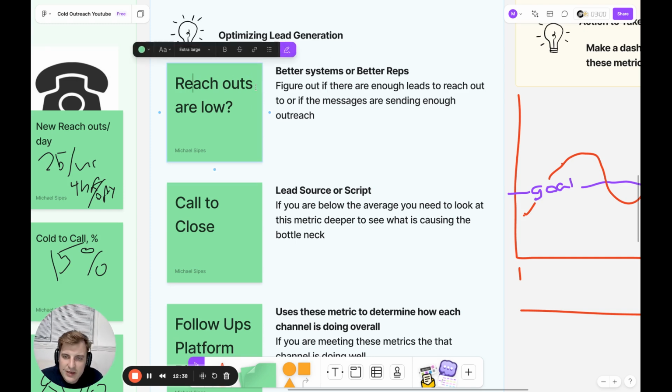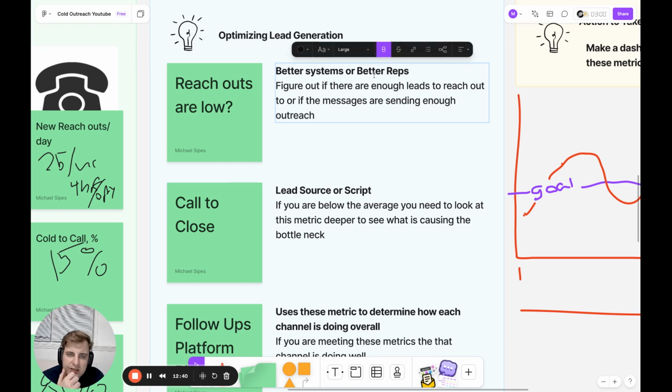All right, so real quick, if your reach outs are low, it's either systems or reps. Look, it's one or the other: either you have crappy systems or you have better reps. You need to figure out if there's enough leads to reach out to as well. Because if your reach outs are low, either you have a low amount of leads or you don't have enough actual inboxes reaching out. It's left or right. It's the left side of the funnel or it's the right side of the funnel. Either you're not sending enough letters or you don't have enough addresses to send the letters to. Got to figure that out.